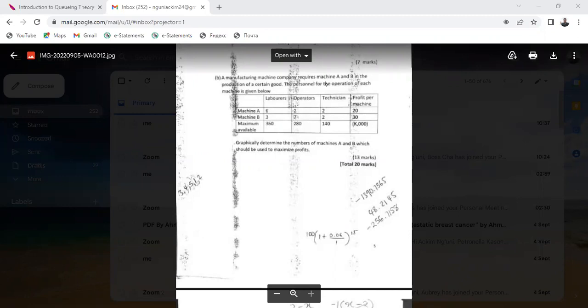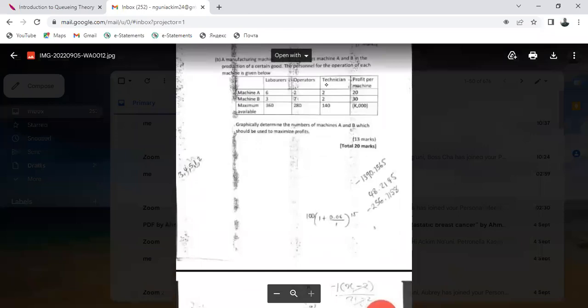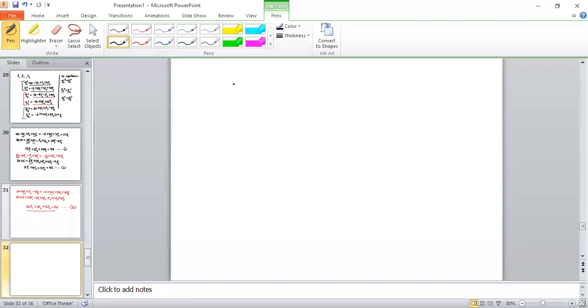So first of all, let's copy the table. I'll expect people to give me very quickly what's on the table as I'll be writing. So we have laborers. Then after laborers, what do we have? Operators, technicians.